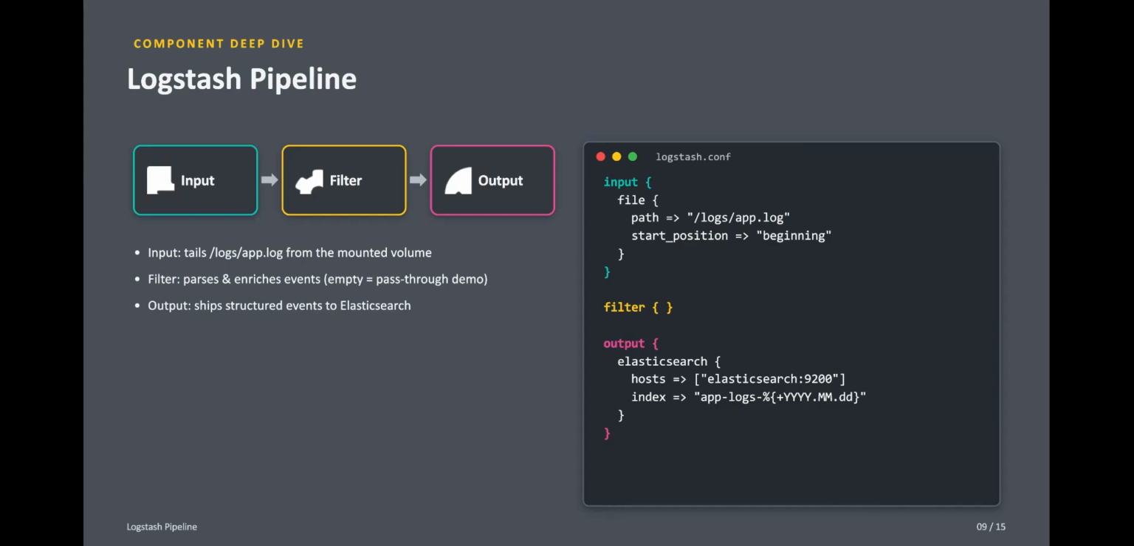The Logstash pipeline uses three stages as we discussed earlier: input, filter, and output. The input stage watches app.log. The filter is empty in this demo, so logs pass through unchanged. The output sends events to Elasticsearch using the Elasticsearch service name and stores them in a daily app-logs index.